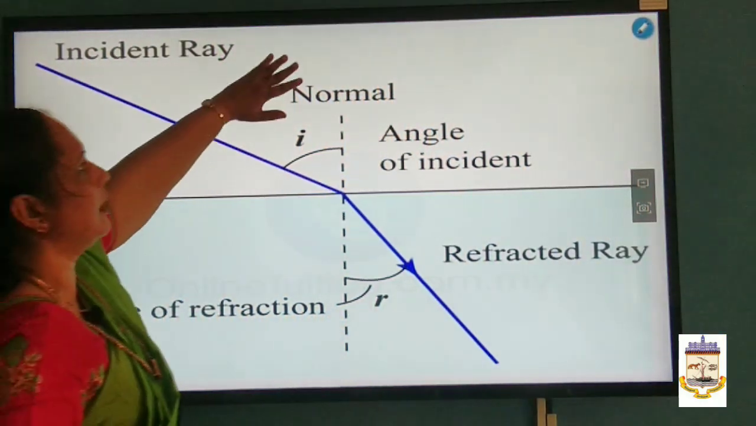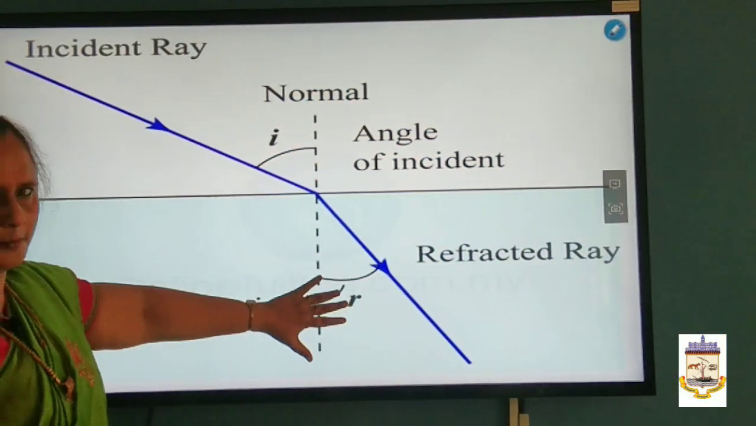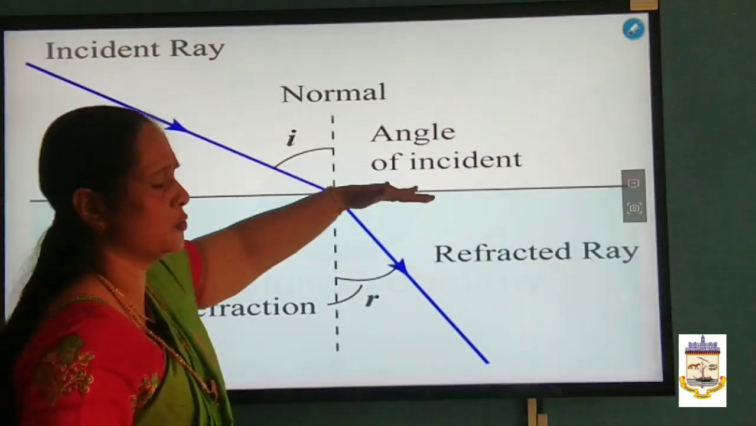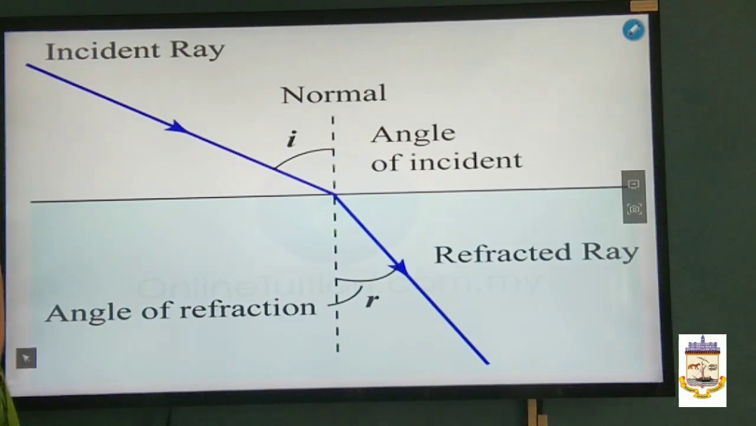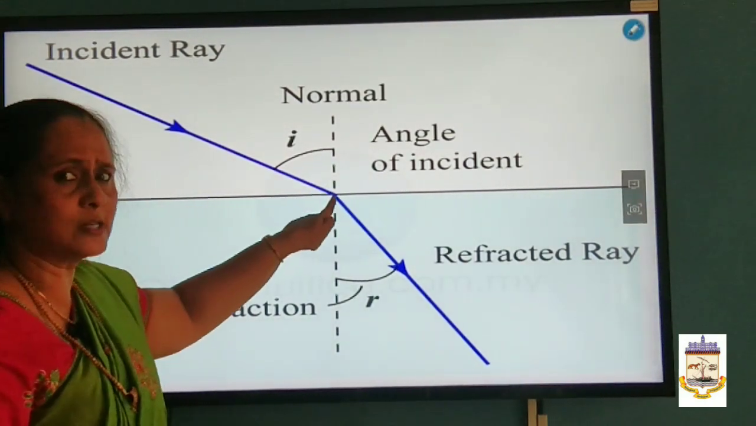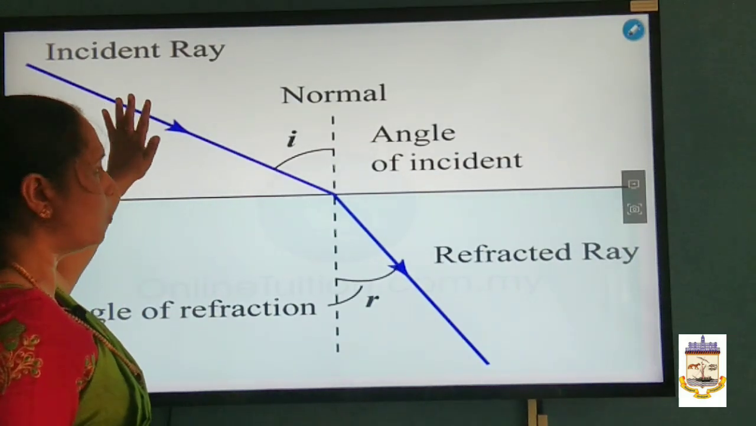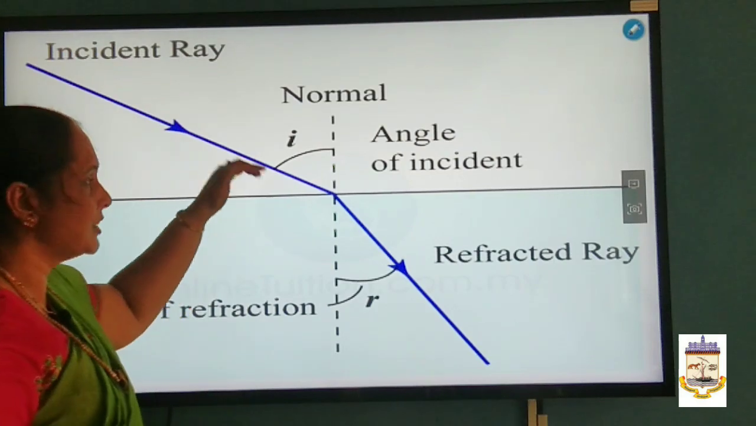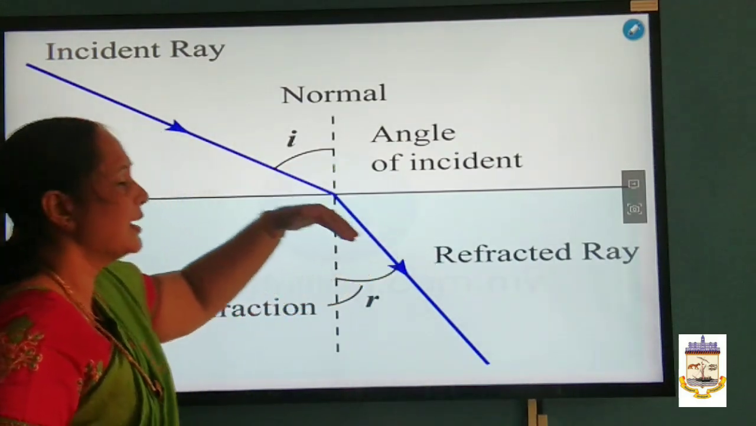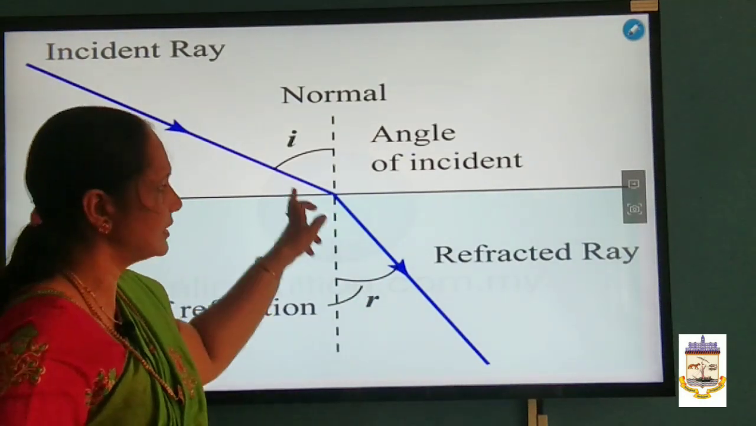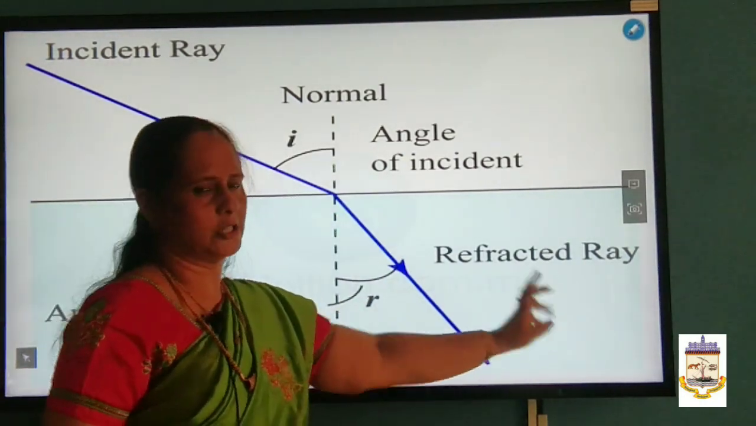Consider this is the air medium, this is the water medium. Now this is the line which divides these two media. The ray which falls on this interface is known as the incident ray. At the point of interface, instead of taking the straight line path, it changes its direction. This changed-direction ray is known as the refracted ray.